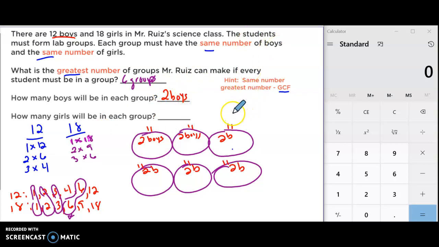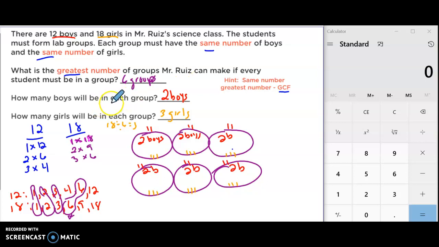Let's look at the girls. Well, I've got 18 girls being divided amongst 6 groups. Some of us already know it's going to be 3 girls. If you want to do the ticks, you can do that: 1, 2, 3, 4, 5, 6, 7, 8, 9, 10, 11, 12, 13, 14, 15, 16, 17, 18. So I could say 18 divided by 6 gives me 3. 3 girls will be in each group.